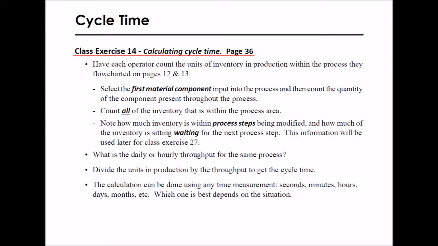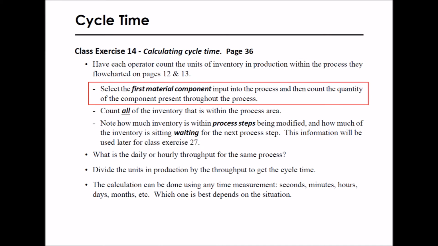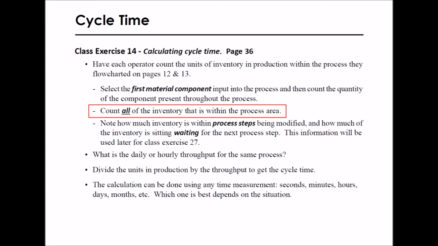In class exercise 14, the operators will use the process formula to calculate cycle time for a process. Have each operator count the units of inventory in production within the process they flowcharted in exercises 2 and 3. Select the first material component input into the process, and then count the quantity of the component present throughout the process. Count all of the inventory that is within the process area, even inventory set off to the side to be processed later.